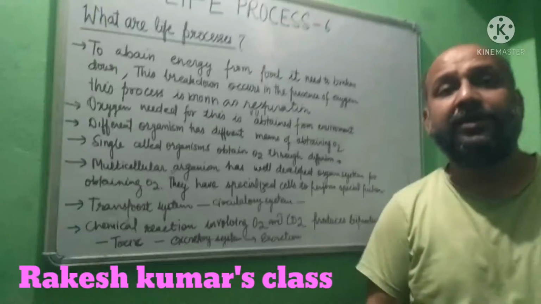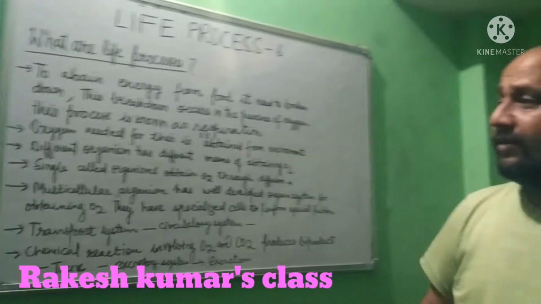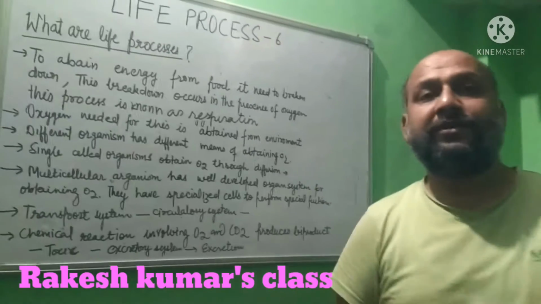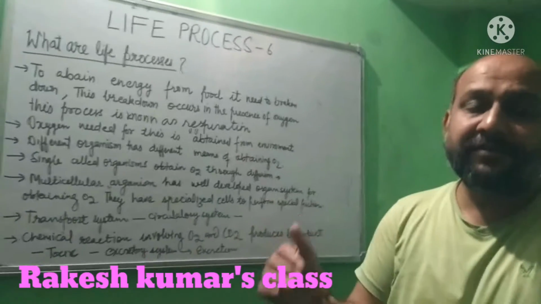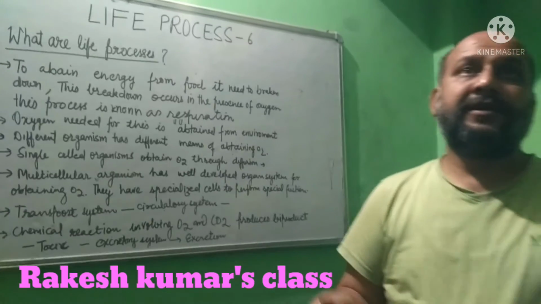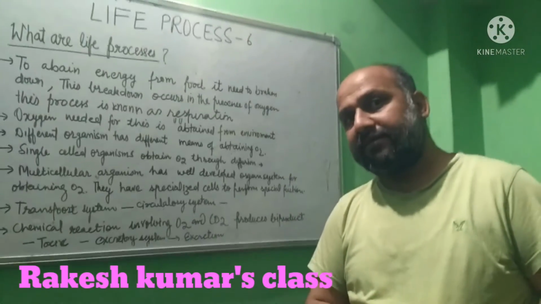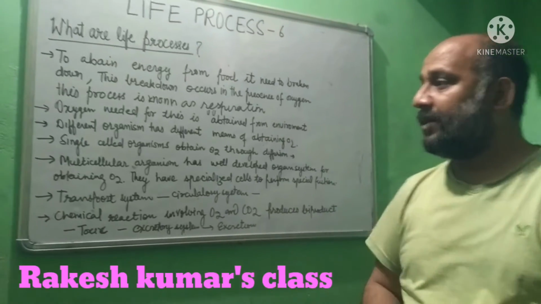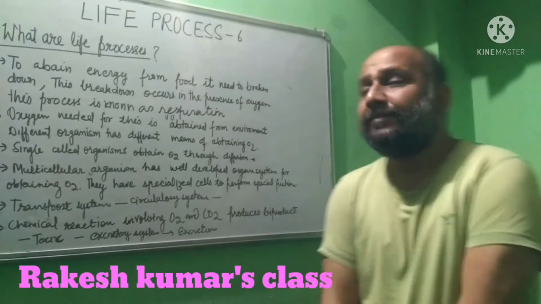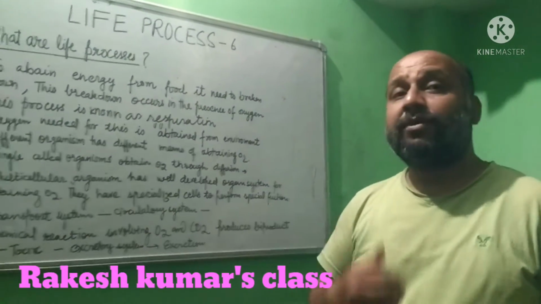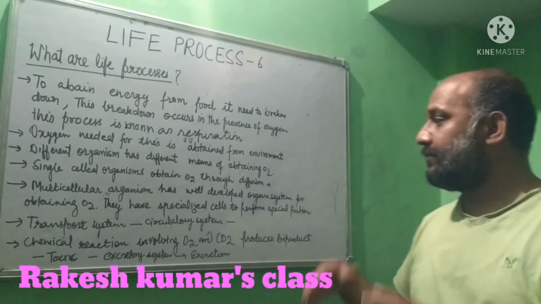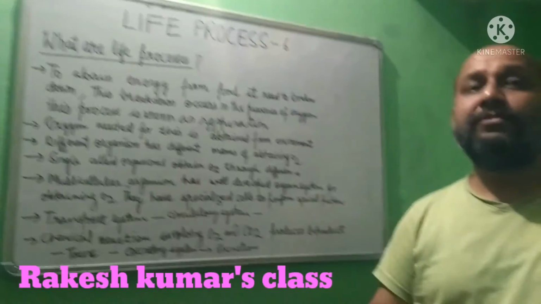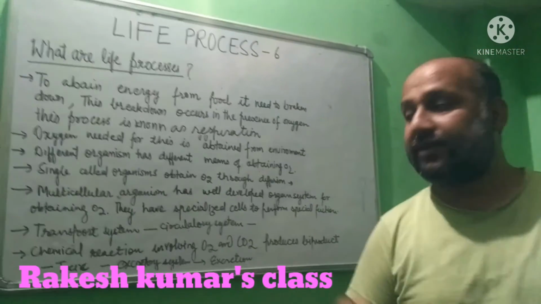Different organisms have different means of taking oxygen. Single-celled organisms obtain oxygen through diffusion along a concentration gradient. Oxygen from higher concentration diffuses into the cell, and in the cell carbon dioxide is produced. It diffuses from inside the cell to the outside environment. But in multicellular organisms there is a problem. This problem is solved because they have a well organized organ system. They have specialized cells to perform special functions. These specialized cells are known as tissues.